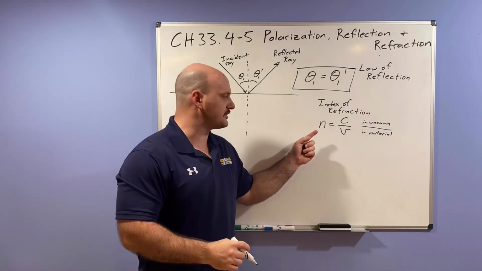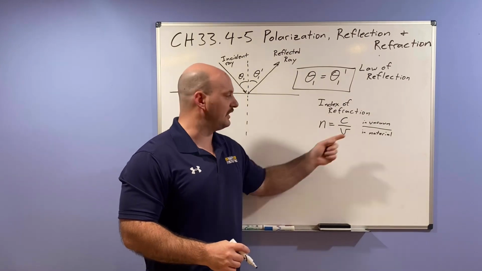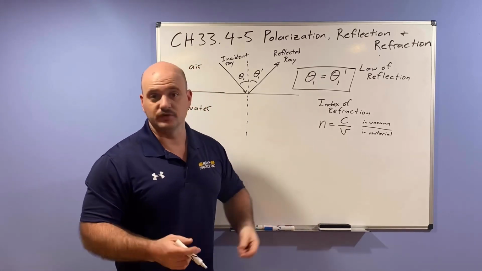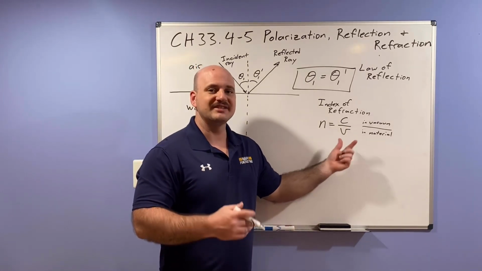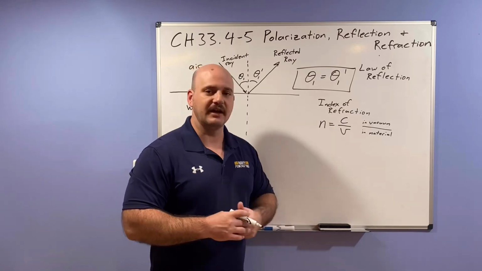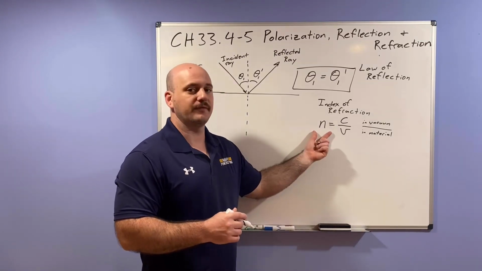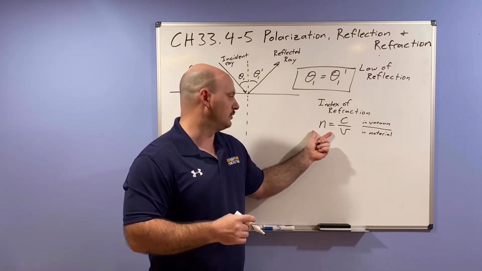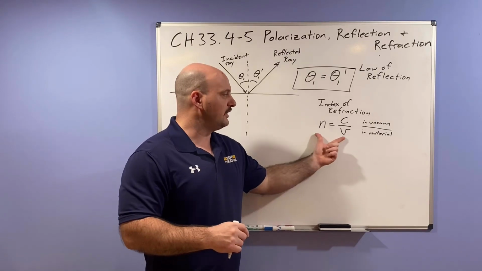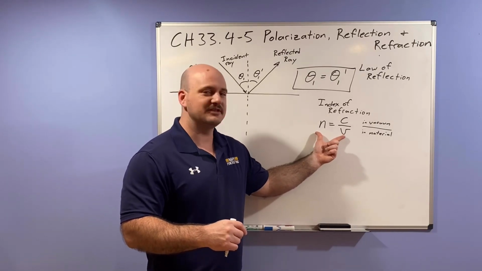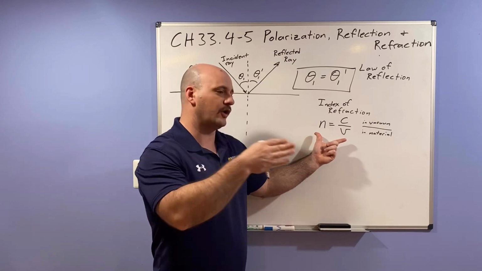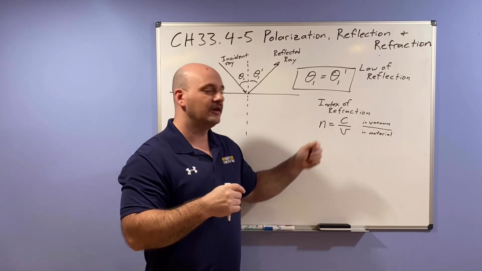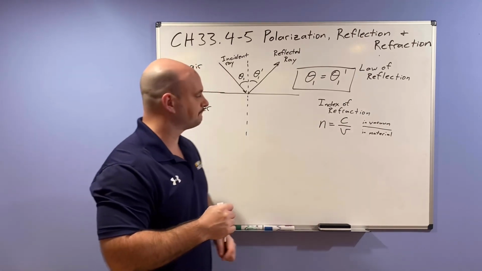So the index of refraction is the ratio of the speed of light in a vacuum over the speed of light in whatever material we're talking about, okay? For instance, the speed of light in water is slightly less than the speed of light in a vacuum. So we get an index of refraction of water, which is something greater than 1. It's probably like 1.2 or 1.3, something like that. So we need to understand this index of refraction, because when light enters from air or from a vacuum into some other material, it actually slows down, and we can quantify that in the index of refraction.